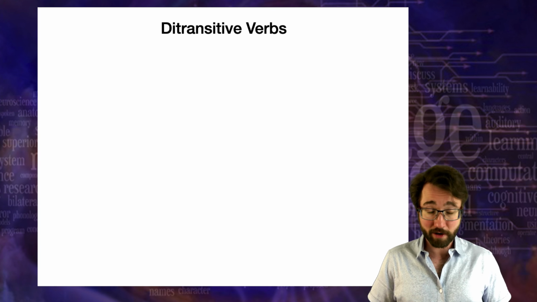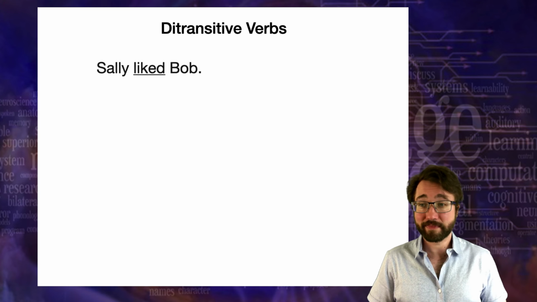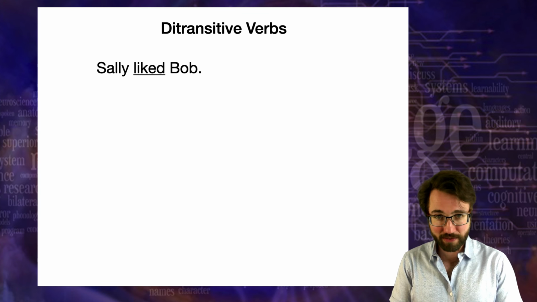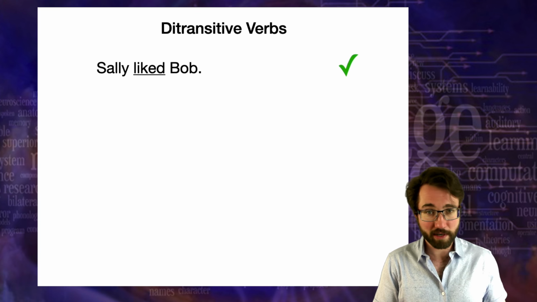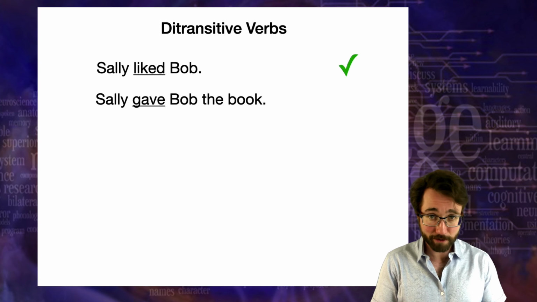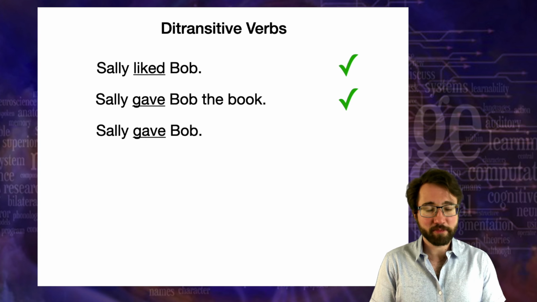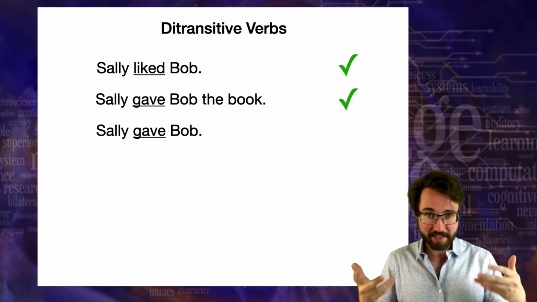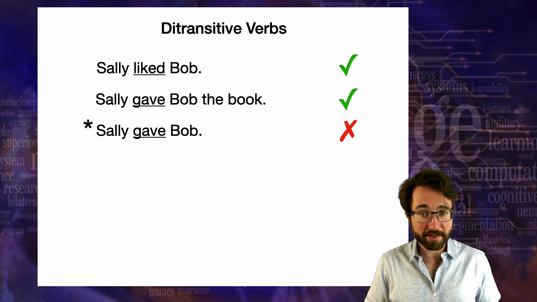Now, there's another kind of verb, and then there's going to be yet another one that we have to talk about. So to demonstrate these ditransitive verbs, I'm going to give you some examples. We have a sentence like Sally liked Bob. That's grammatical, right? No problem. We have a sentence like Sally gave Bob the book. That's grammatical. No problem. But how about this? Sally gave Bob. Doesn't quite work, right? If someone says this, you're waiting to hear how they finish the sentence. It's not complete. It's not grammatical. So it gets the star.